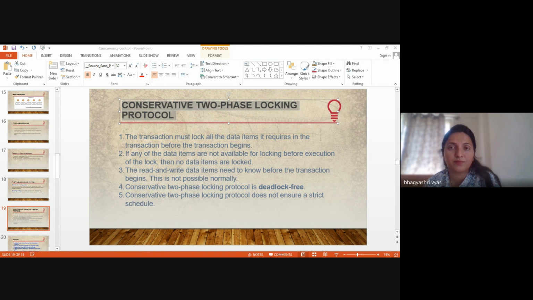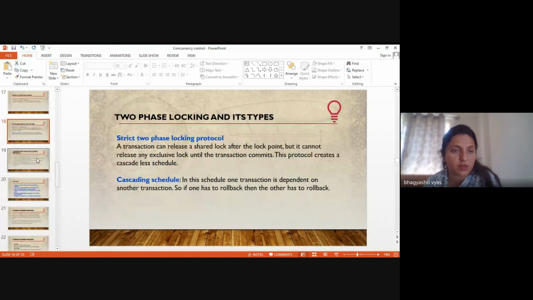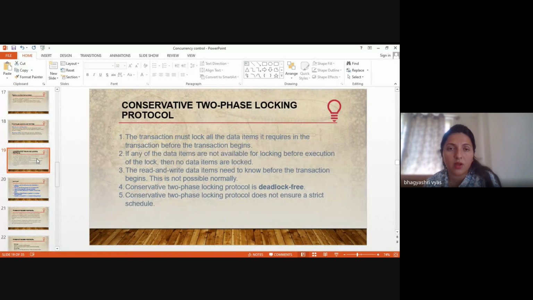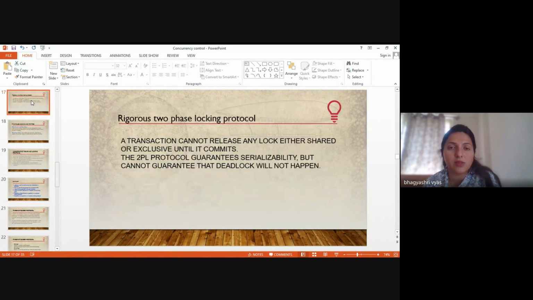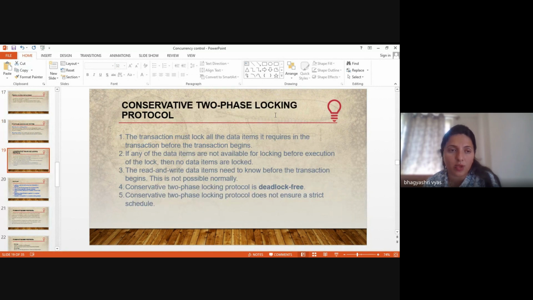Okay, so I think I should move ahead. The next one is conservative two-phase locking. So we have done the categories of two-phase locking: basically strict two-phase locking, cascading schedule, and the conservative two-phase locking protocol.